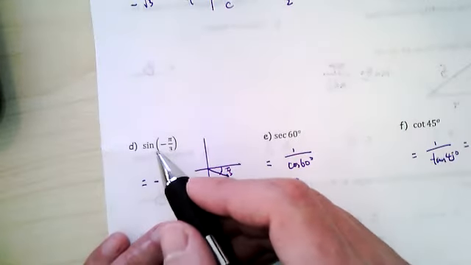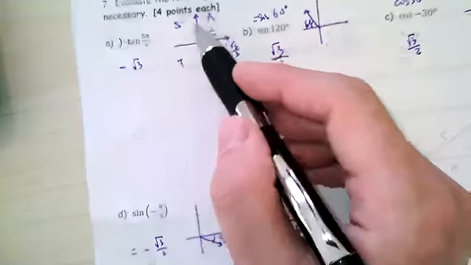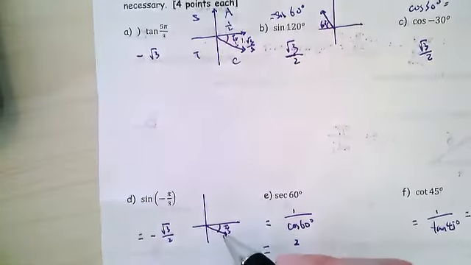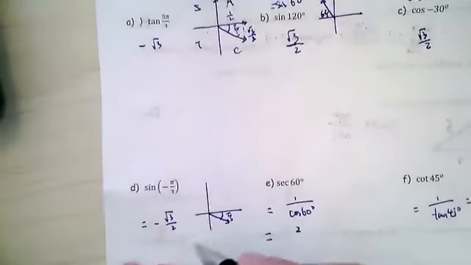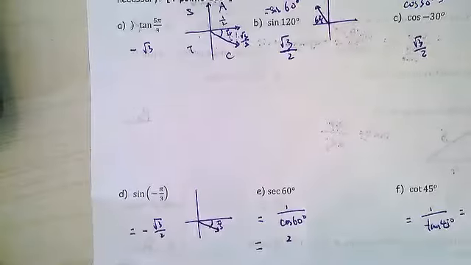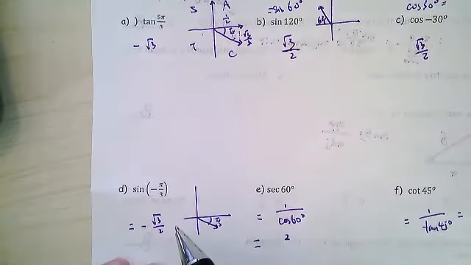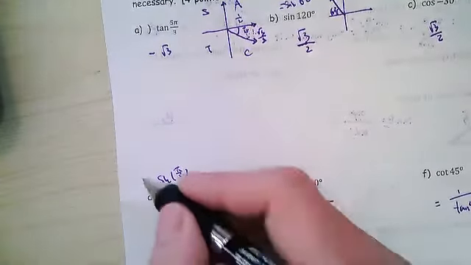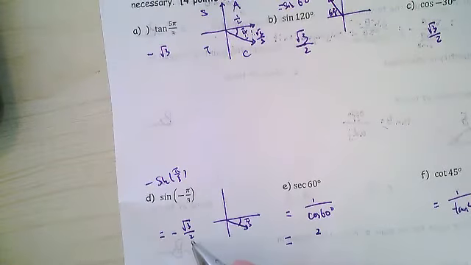Question D, sine negative pi over 3. Again, ASTC. Negative pi over 3 is in this area, which means it is negative. Okay, only cosine is positive. This side is not cosine. So it must be negative, which is equal to negative sine pi over 3. So negative square root of 3 over 2. That's it.